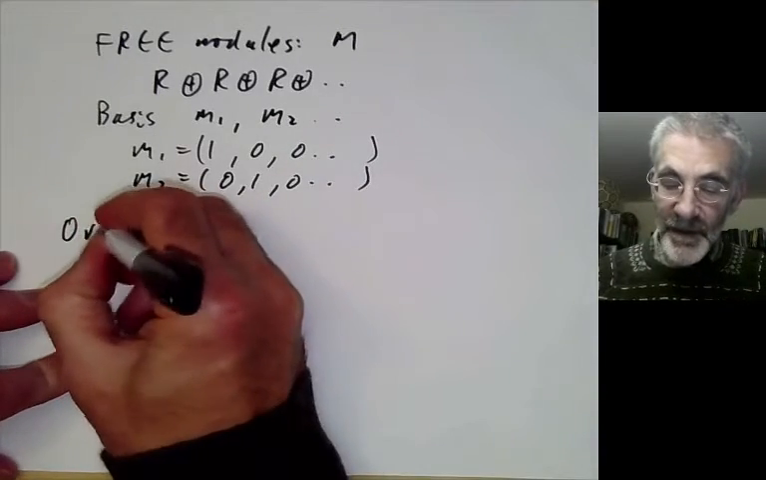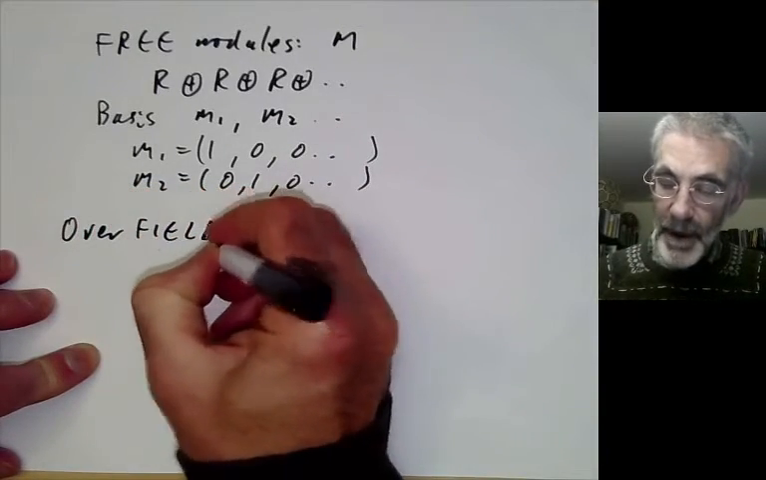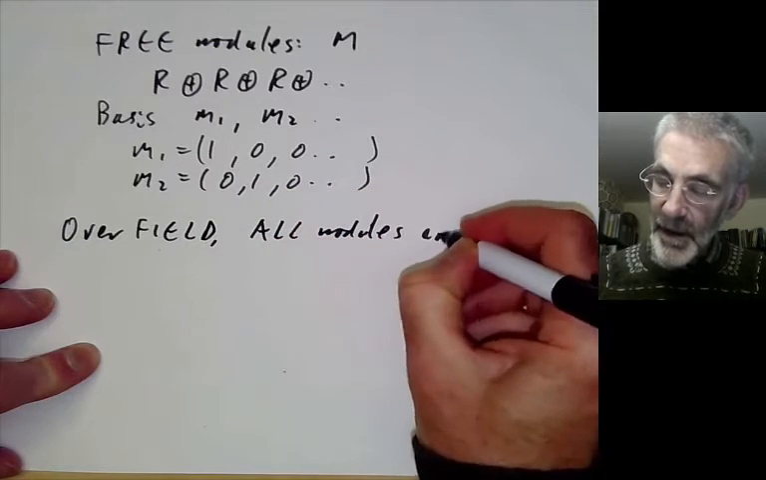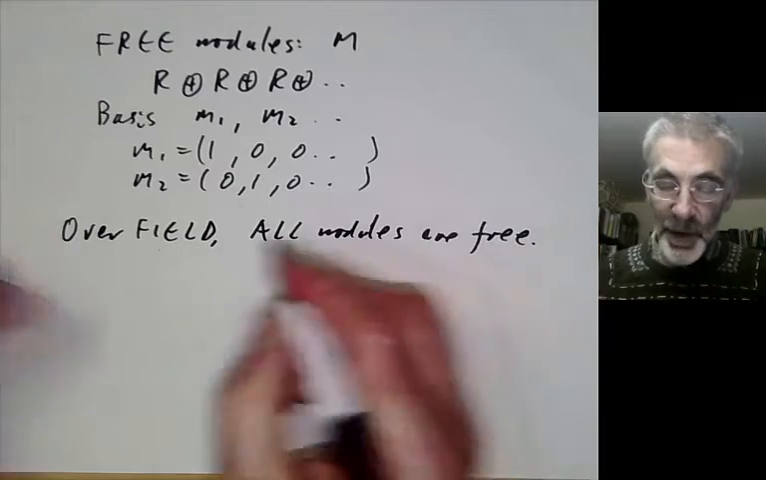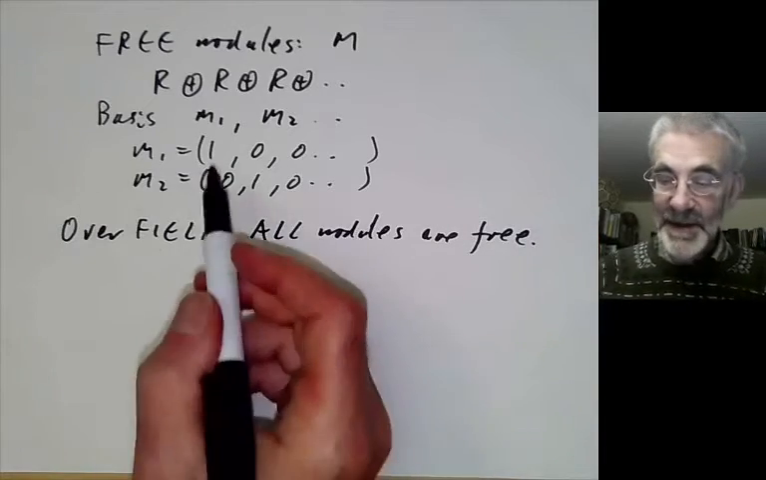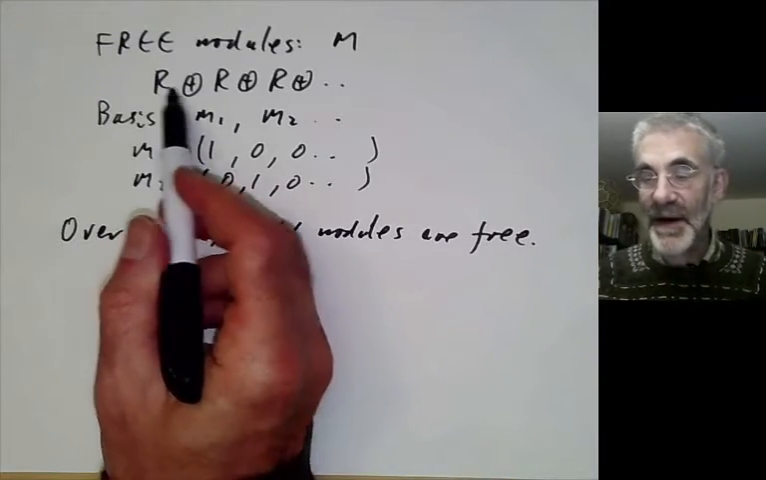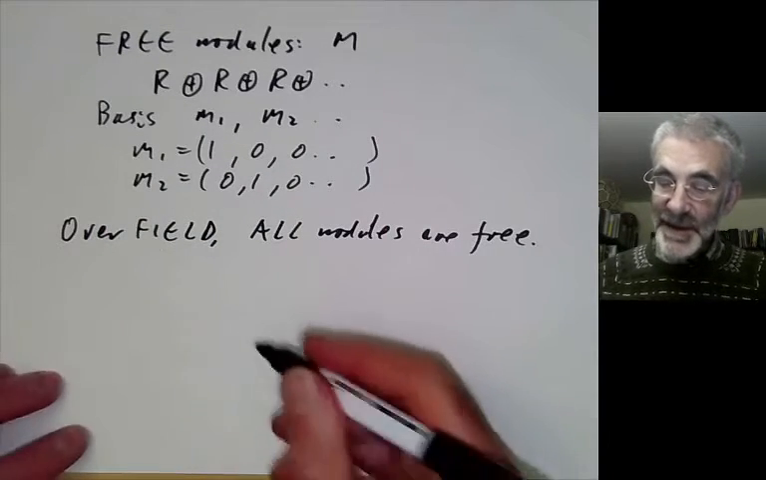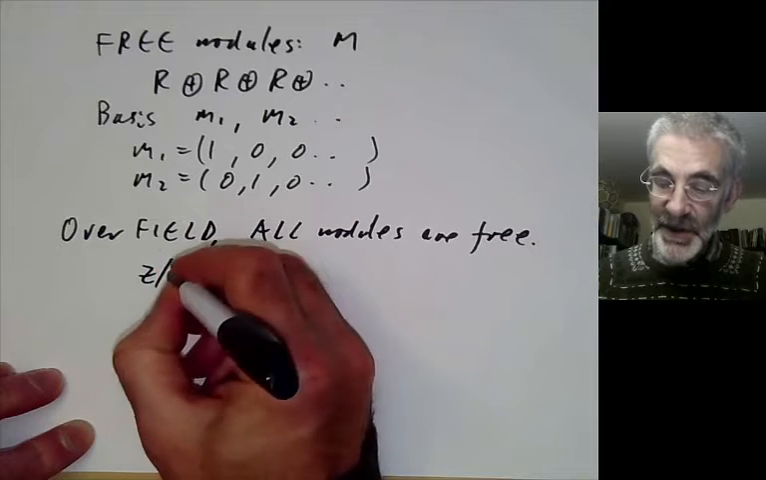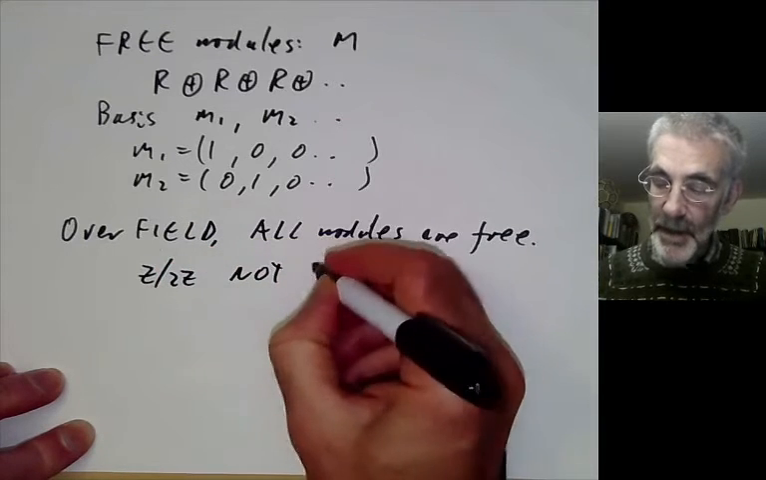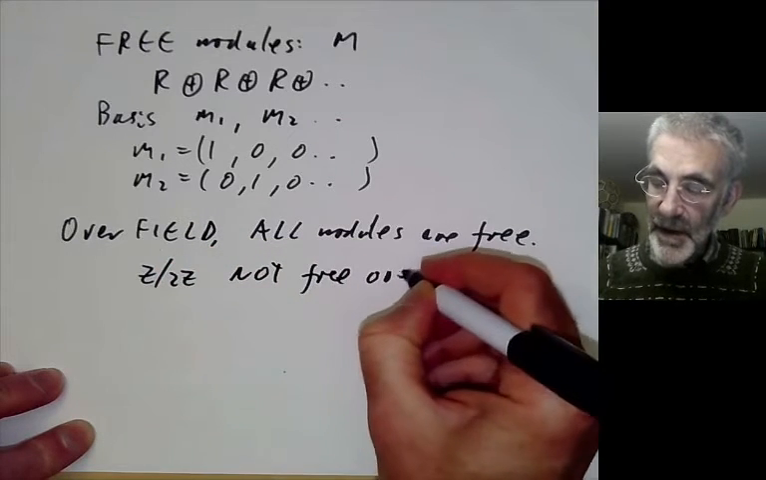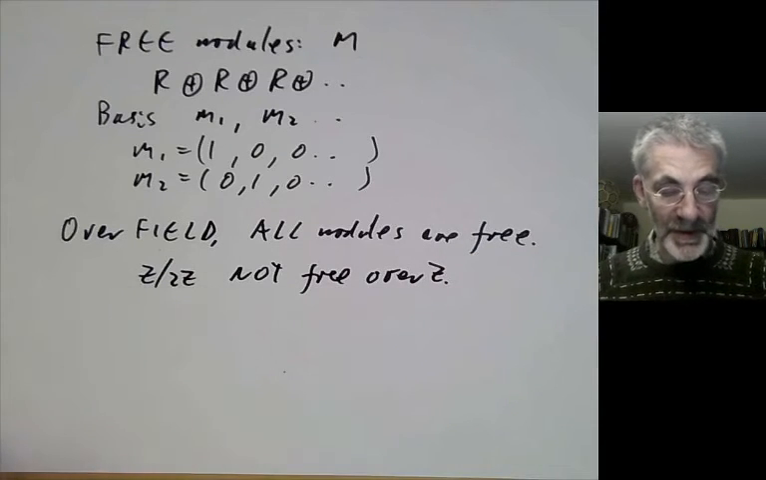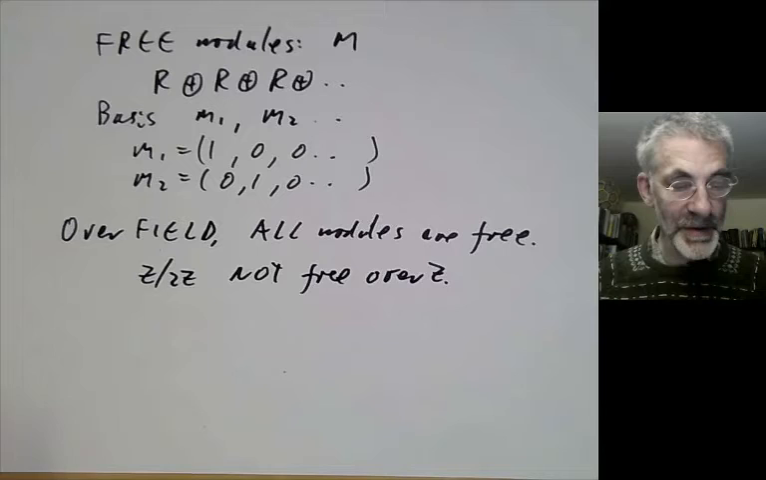For example, over a field, all modules are free modules. It's a basic property of vector spaces. Every vector space has a basis, which sort of means the vector space is just a sum of copies of K. Of course, for general rings, this is not true. For example, Z modulo 2Z is not free over the integers. So as soon as you move away from fields, modules get rather more complicated than free modules.